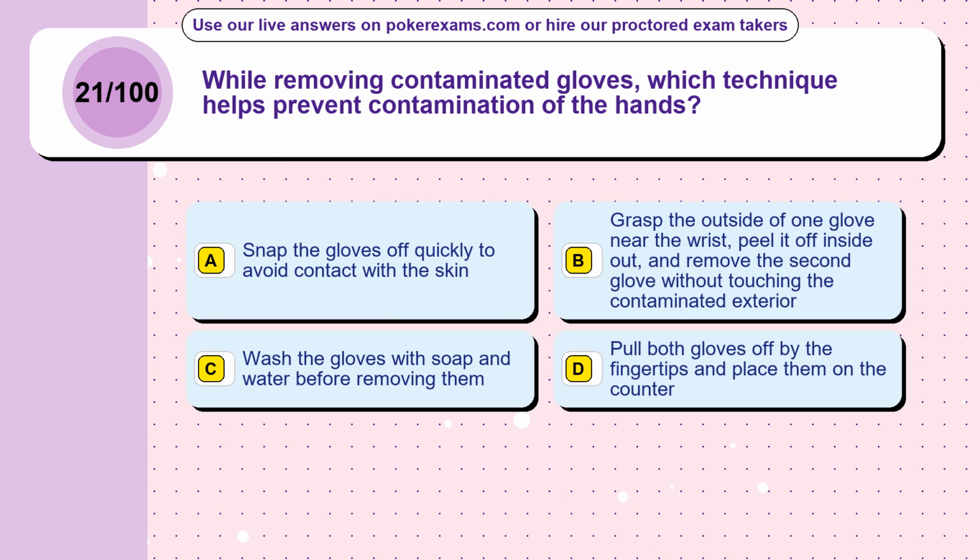Question 21. While removing contaminated gloves, which technique helps prevent contamination of the hands? Option A. Snap the gloves off quickly to avoid contact with the skin.